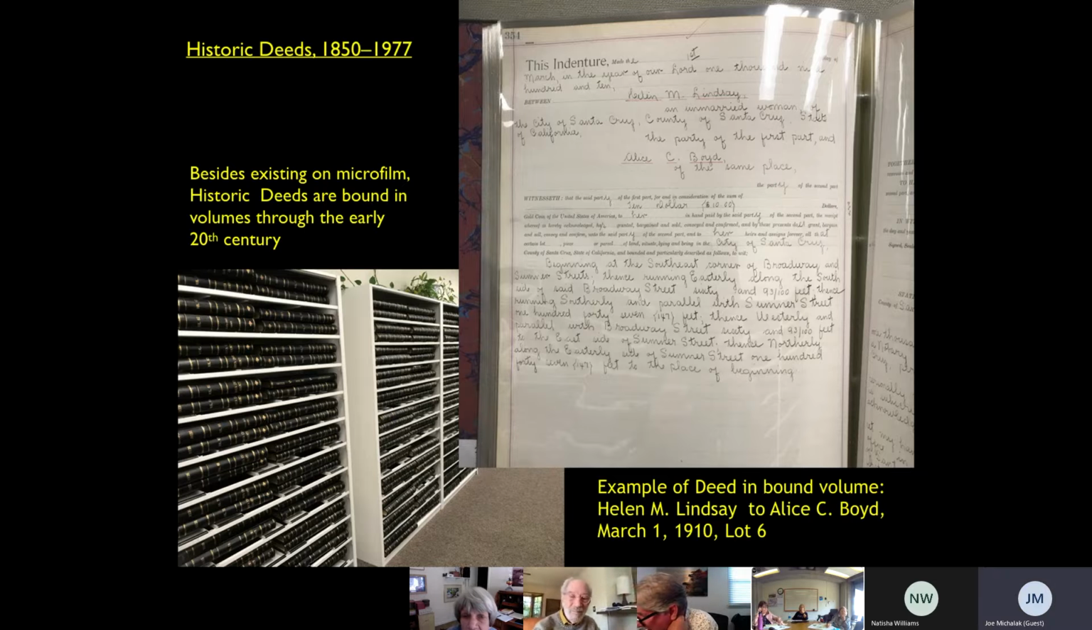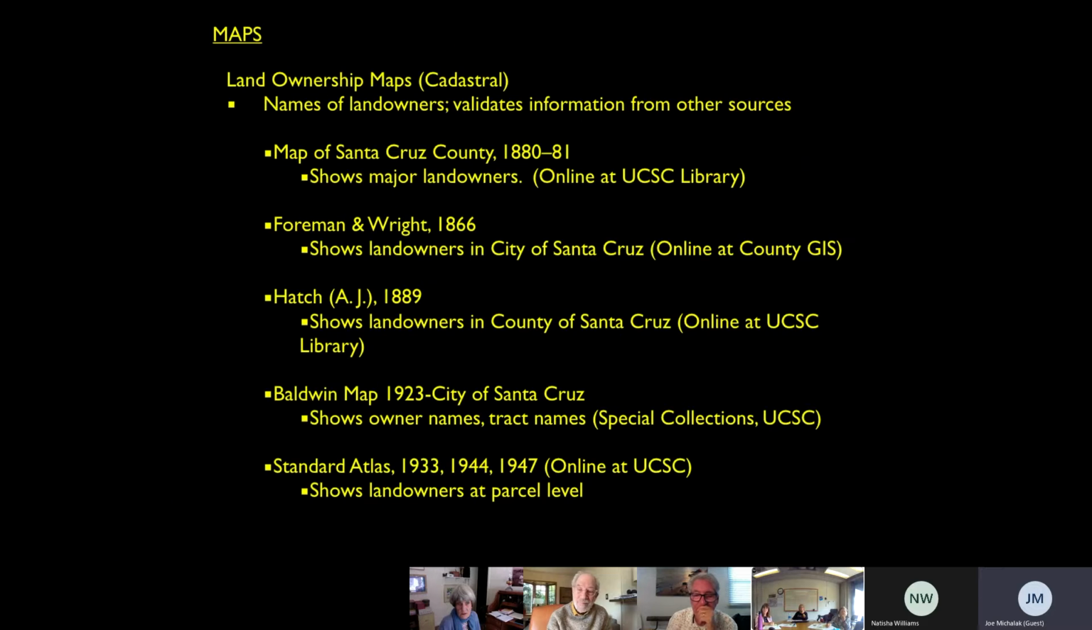And they keep adding to these bound volumes. I don't remember when the last time they added was, a couple of years ago, but they'll keep building and adding more and more. So there's always a backup. If you can't read the microfilm, you can always go to the bound volumes of the actual deeds. And sometimes I just prefer to do that because it's easier than messing with the microfilm.